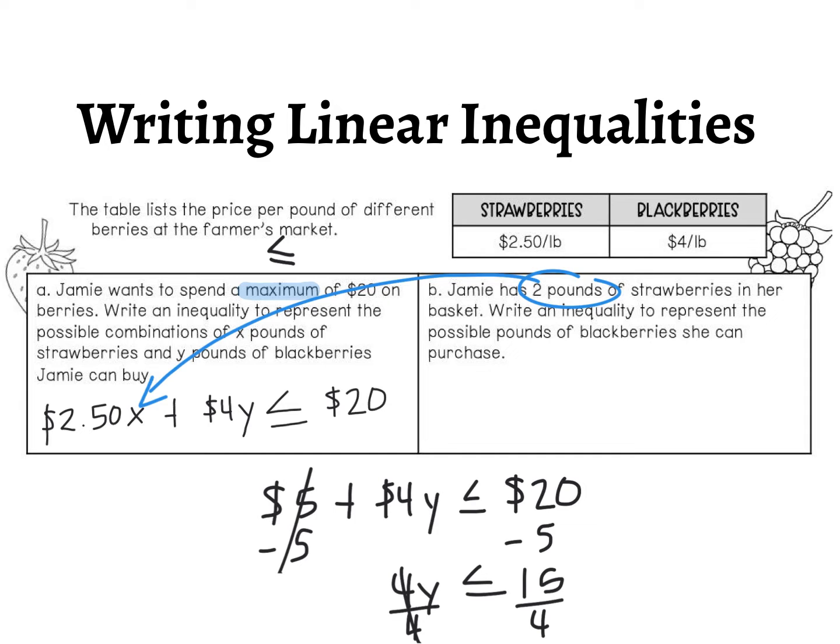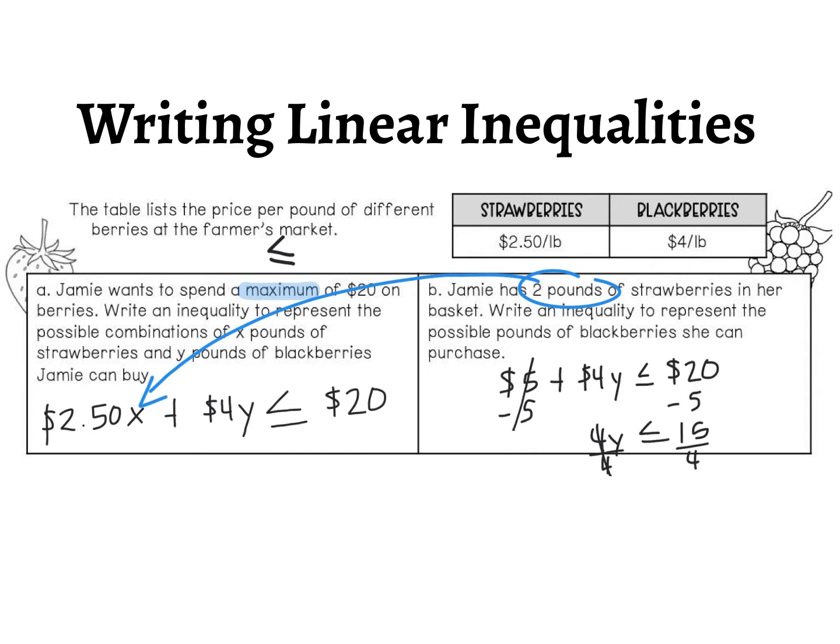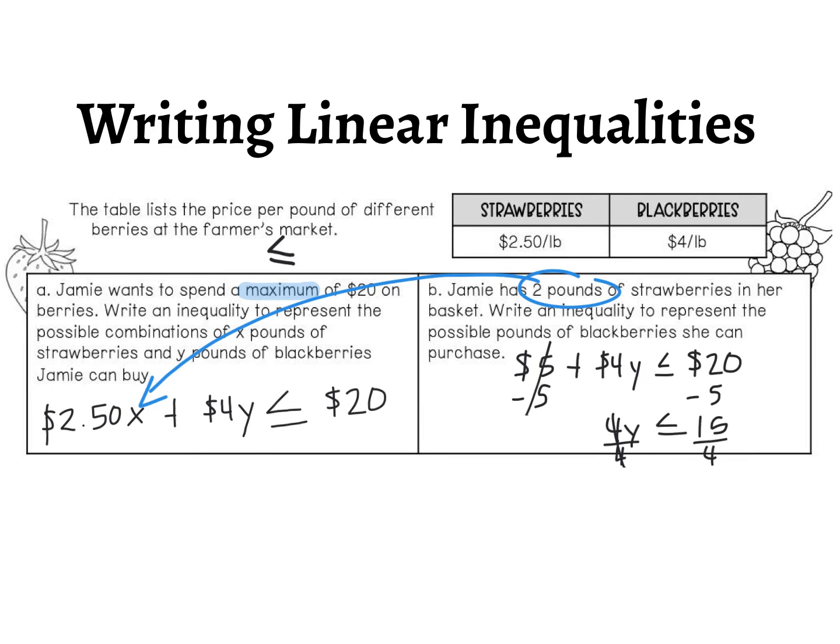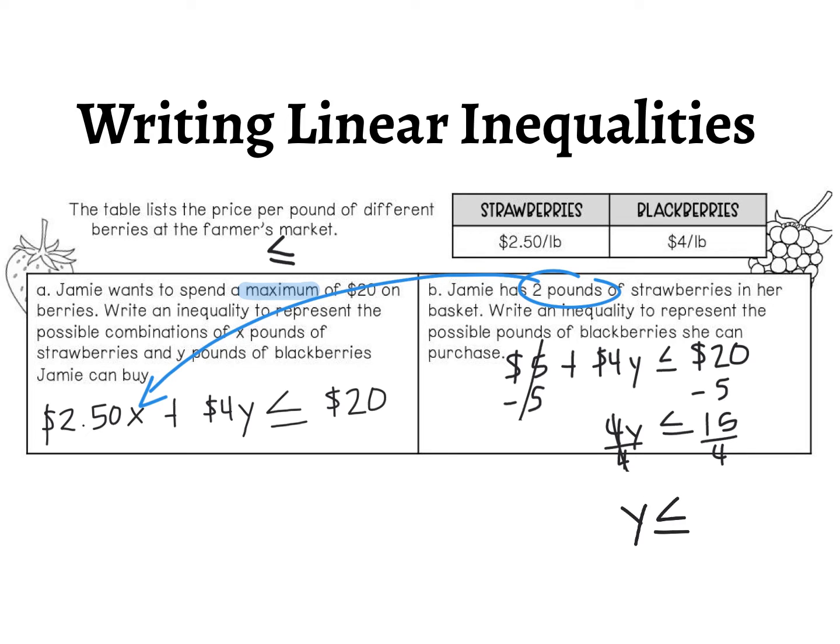let's see. I'm going to put this in here. If I divide both sides by 4, I know that I have y is less than or equal to 15 divided by 4, which is 3.75 pounds. So what does this mean? It means that if she already plans on buying 2 pounds of strawberries, she has to buy less than 3.75 pounds of blackberries to still stay within her $20 budget.